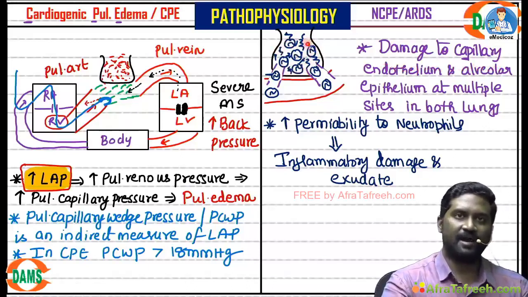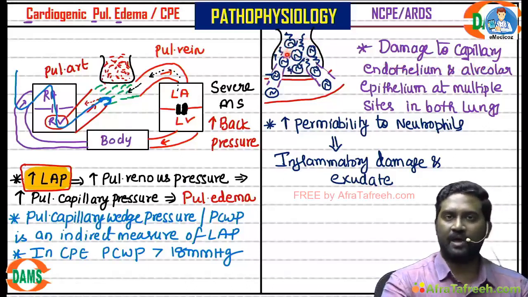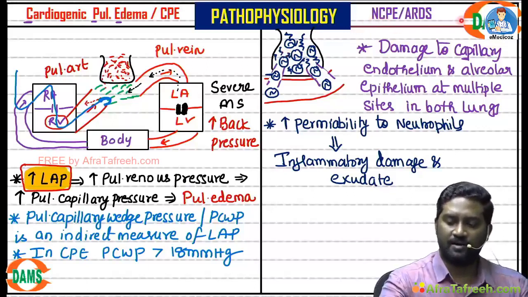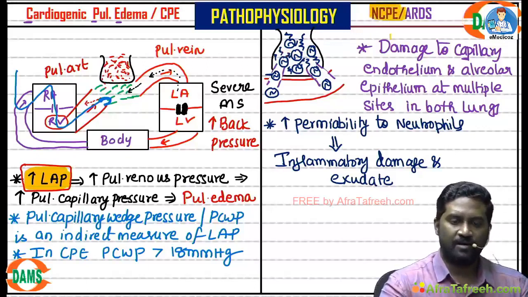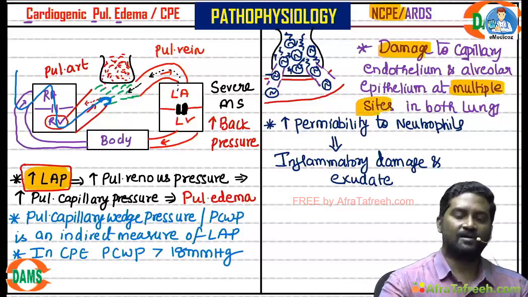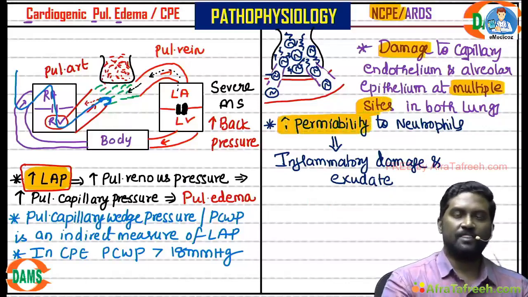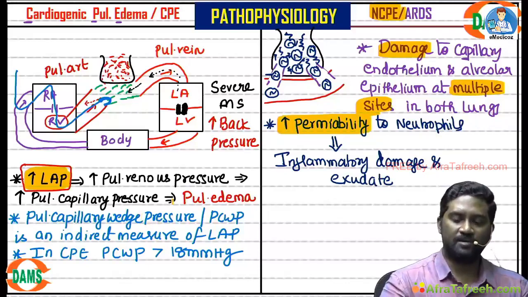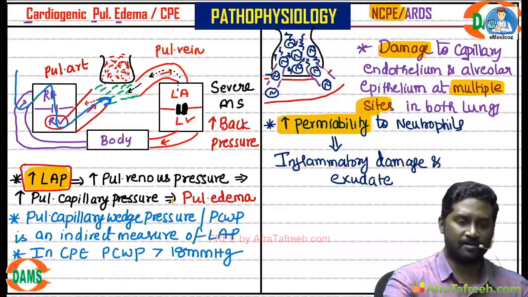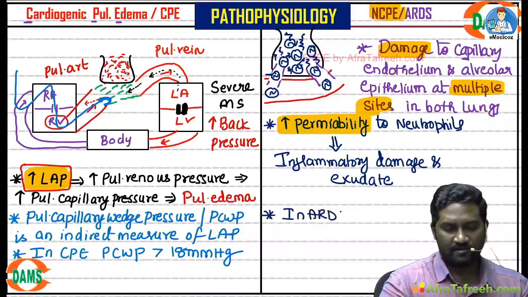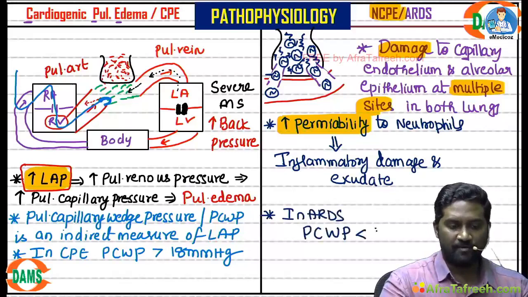There is pulmonary edema, but it is not due to any left heart disease. That's why it is called non-cardiogenic pulmonary edema. And there is damage at multiple sites, so it is called diffuse alveolar damage. It is happening because of increased permeability to neutrophils. That's why it is called increased permeability pulmonary edema.